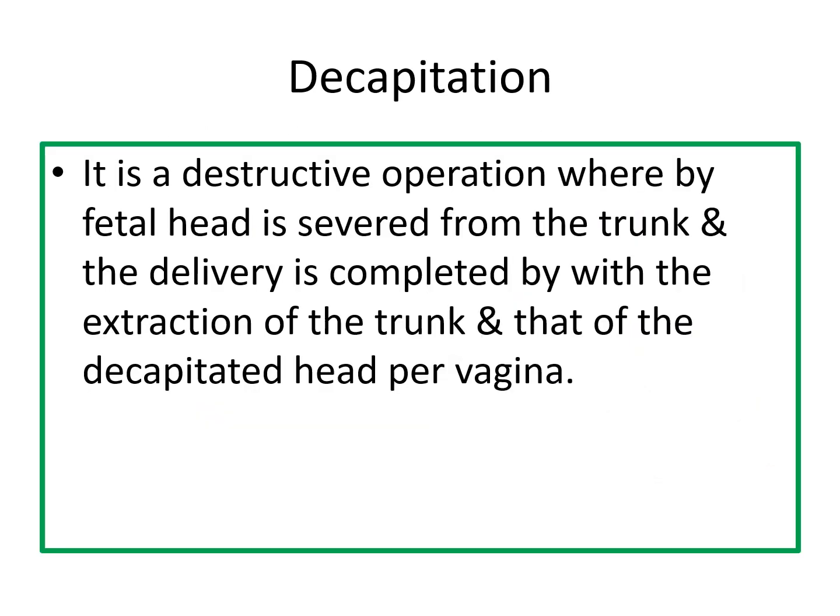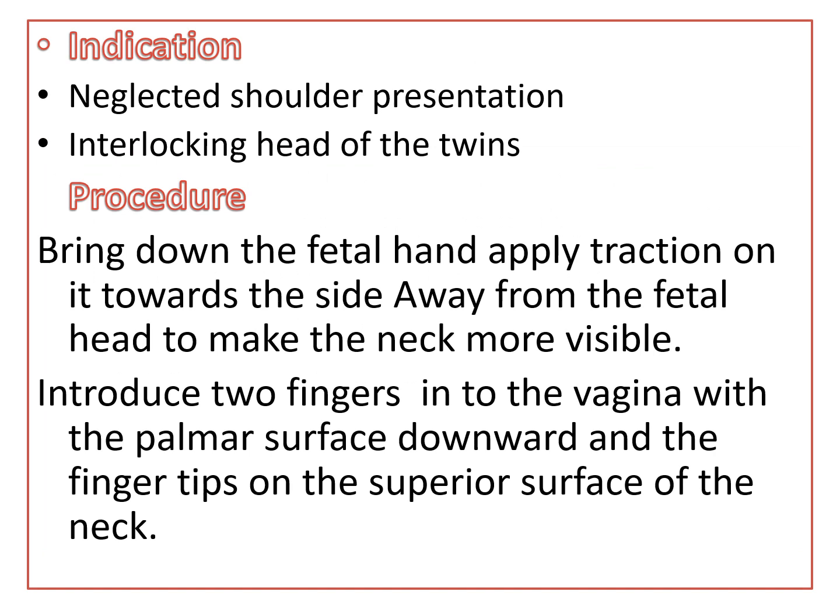Next is decapitation. That is just separation of the head. It is a destructive operation whereby the fetal head is separated from the trunk and the delivery is completed with the extraction of the trunk and that of the decapitated head per vagina. That is, head and body will be separated, and one by one its delivery we will achieve through the vagina. The indications for the decapitation include neglected shoulder presentation and interlocking head of the twins.